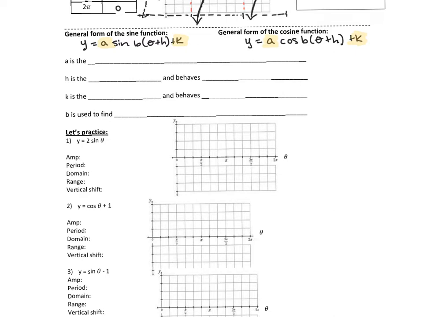Theta is my variable, so the theta isn't a value that you change. What's the role of the different parts of my equation? Well, the A is my amplitude. So the A tells me the distance above and below the midline.